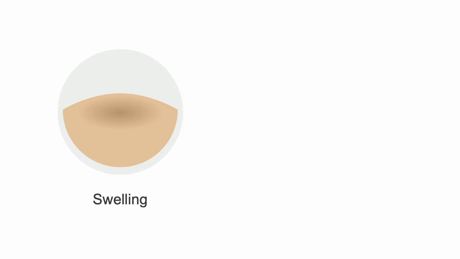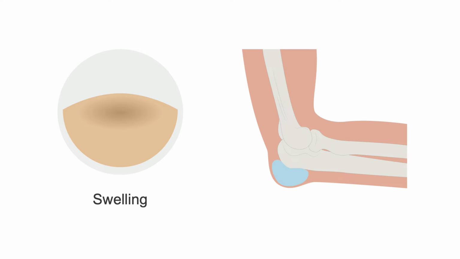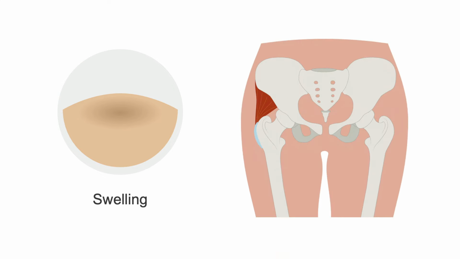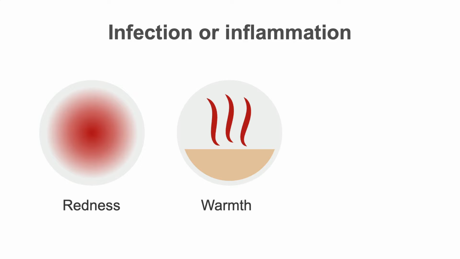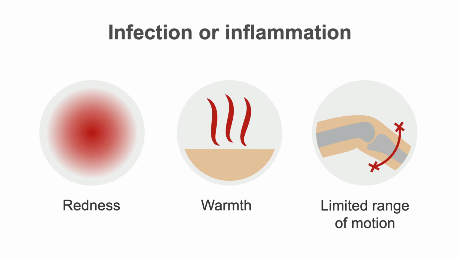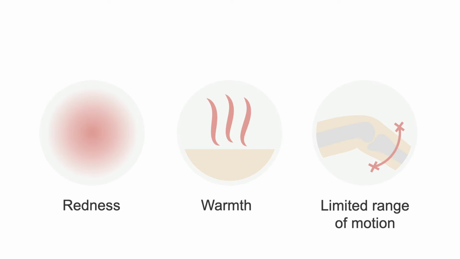For example, in olecranon bursitis, the appearance of a golf ball in the elbow is classic. But the trochanteric bursa will almost never cause swelling in the lateral hip when irritated. Only if the bursitis is caused by an infection or an inflammatory condition like gout will patients develop localized redness, warmth, or limitation in range of motion. Otherwise, these are not typically present in bursitis.